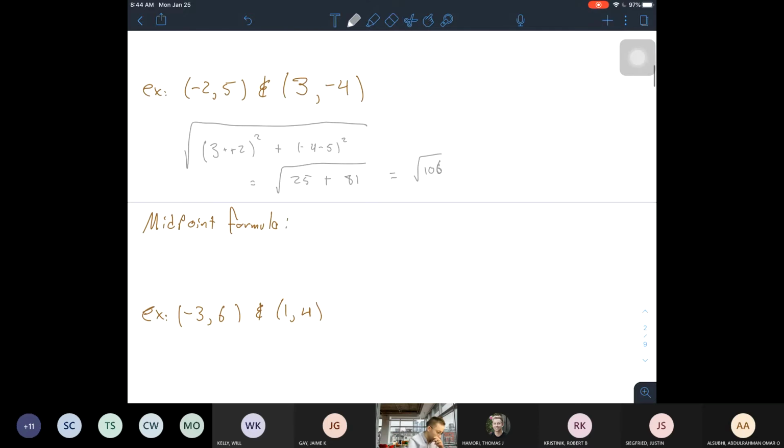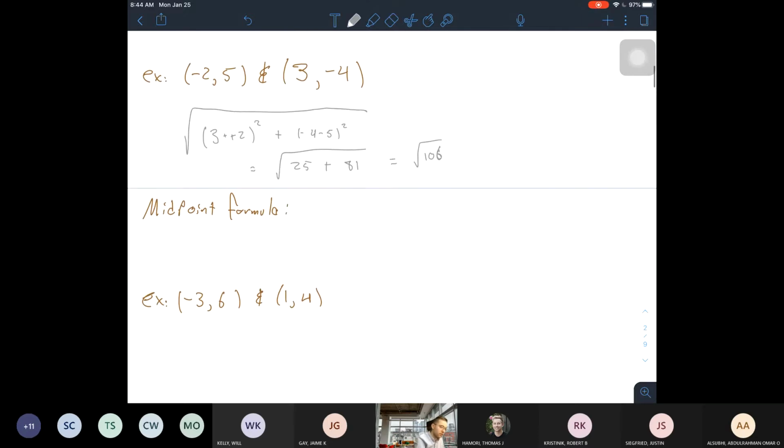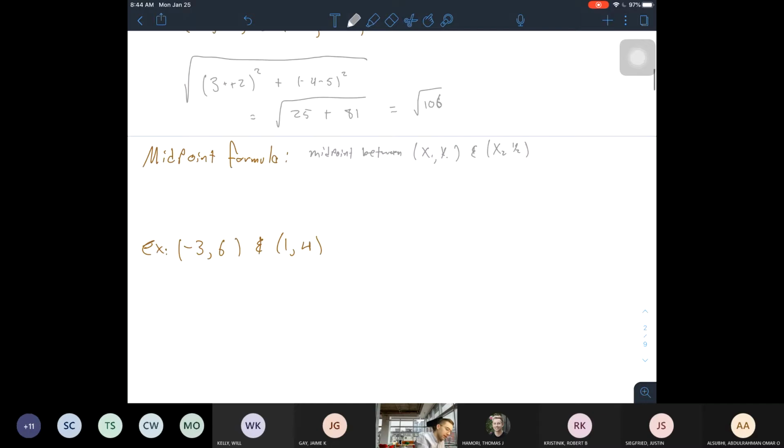We've also got another formula for the midpoint. I'm just going to give it to you. You just take the average of the x coordinates and the average of the y coordinates. So the midpoint between x1, y1, and x2, y2 is just given by this formula. It'll be something like (x1 plus x2) divided by 2, comma, (y1 plus y2) divided by 2.